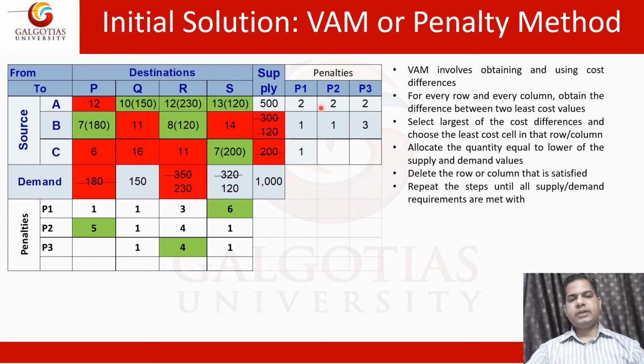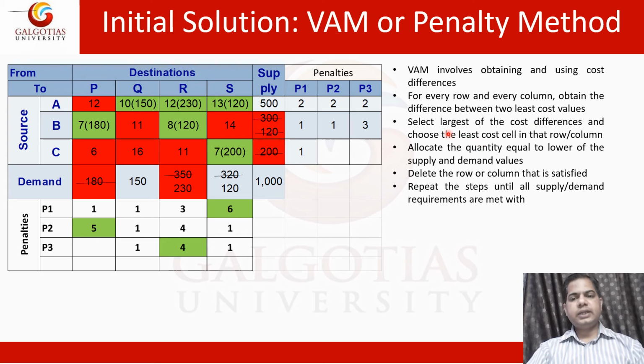Penalties are basically the difference of the two minimum costs of a particular row or a particular column. For example, for the first row, the costs are 12, 10, 12, 13. So the minimum costs are 12 and 10, and the difference of these two costs is 2. If I go with the S column, the costs are 13, 14 and 7. So the minimum costs are 7 and 13, and the difference is 6. So we have to find out the penalties for each row and each column, that is, the difference between the two least costs.